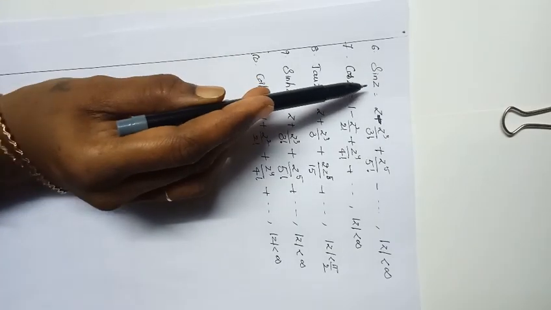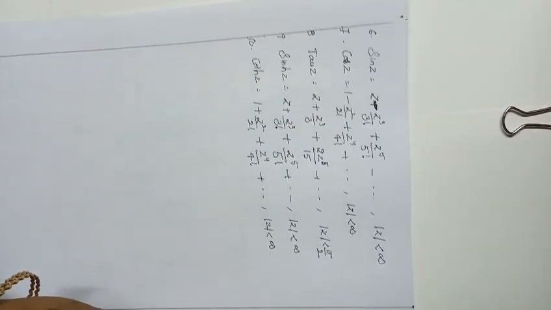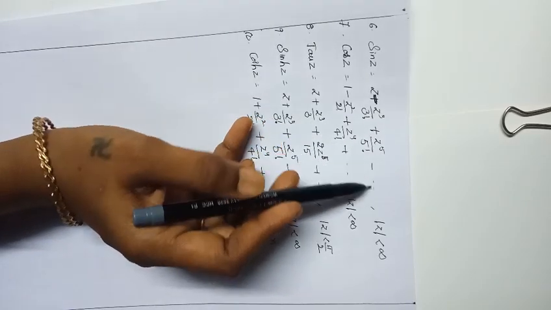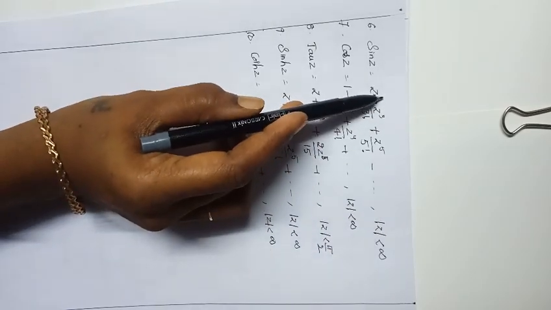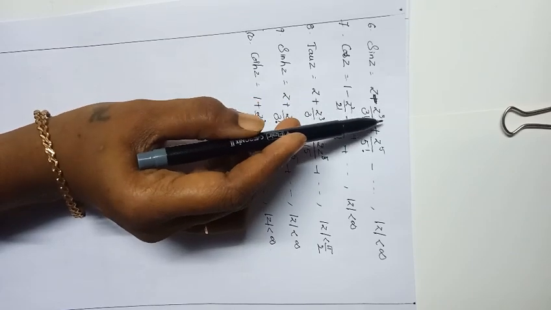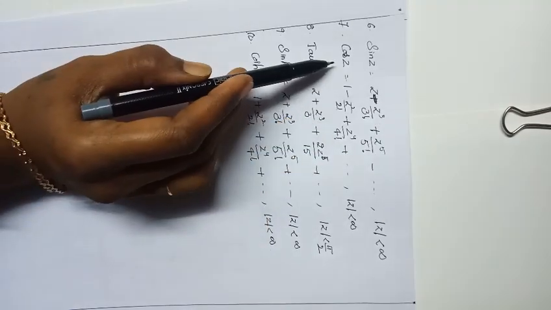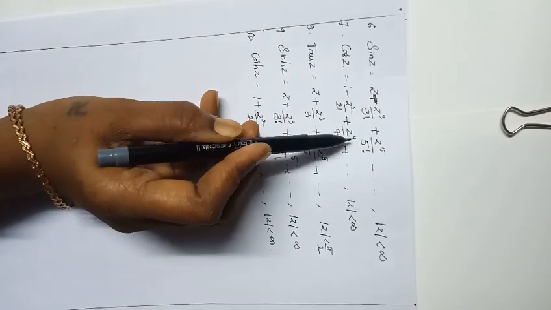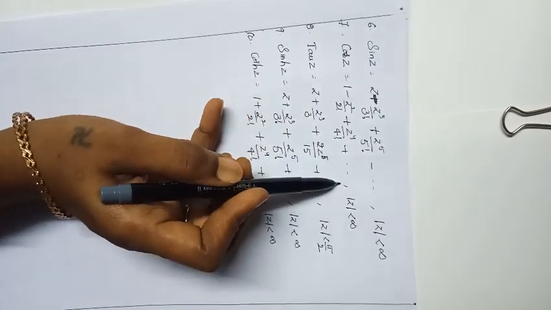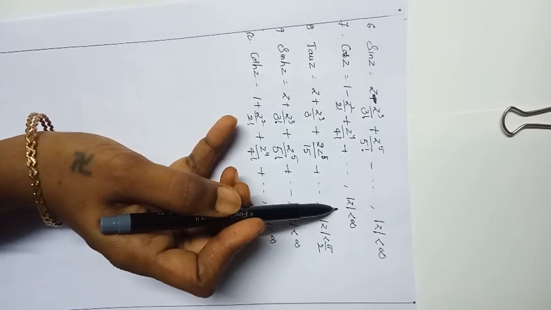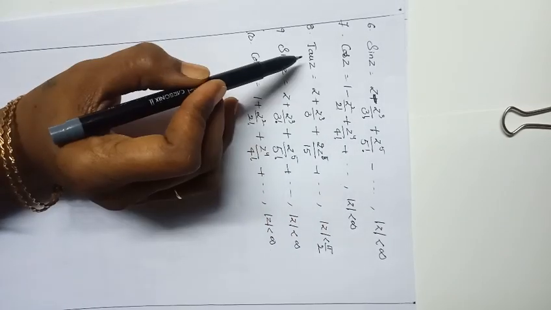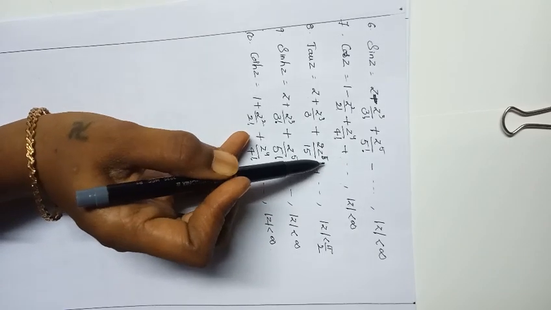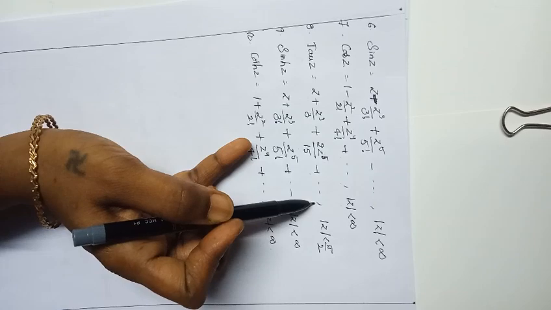Next, the infinite series: sin z is also expanded as z minus z cube by 3 factorial plus z power 5 by 5 factorial plus and so on. Here the powers of z are 1, 3, 5. Cos z is related to even powers: 1 minus z square by 2 factorial plus z power 4 by 4 factorial plus and so on. The condition is modulus of z is less than infinity. Another one is tan z: z plus z cube by 3 plus 2 z power 5 by 15 plus and so on.